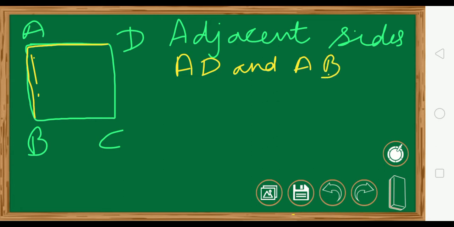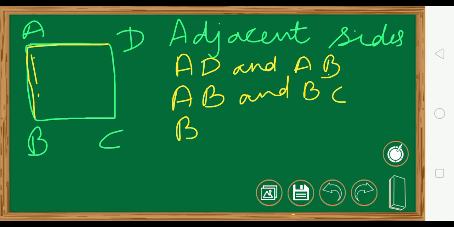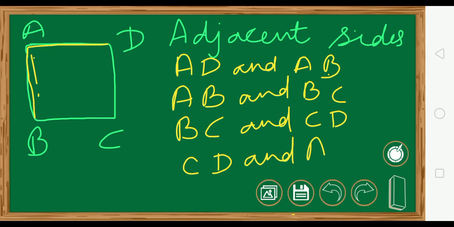Then you can have AB and BC. You can also have BC and CD. Then you can have CD and AD. They are pairs of adjacent sides. Why adjacent? Because they are joined. See, AD and BC, they are not joined. I will not call those adjacent sides. But there are four pairs of adjacent sides. Clear?